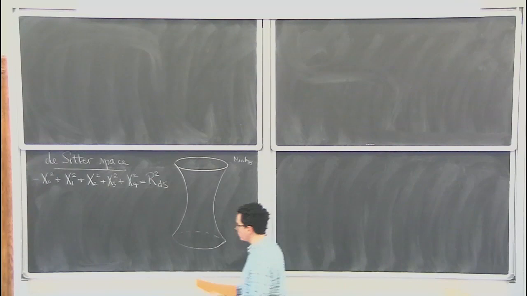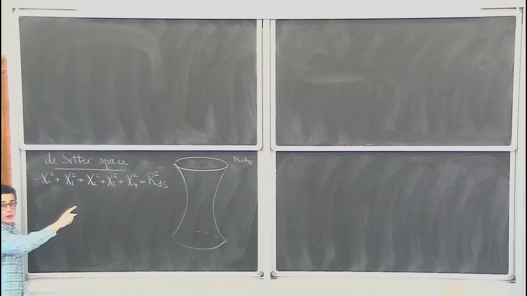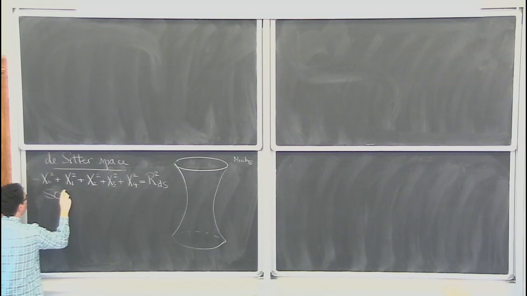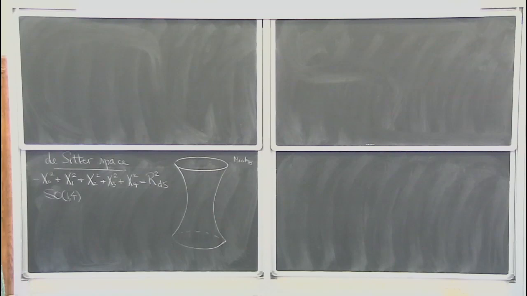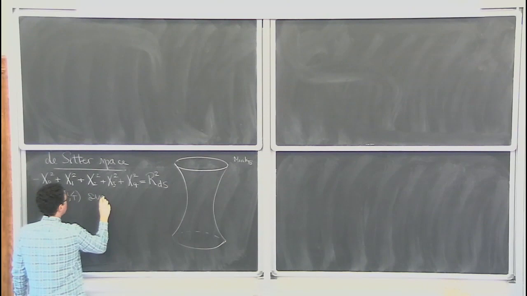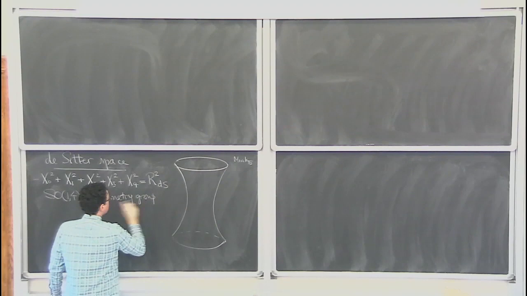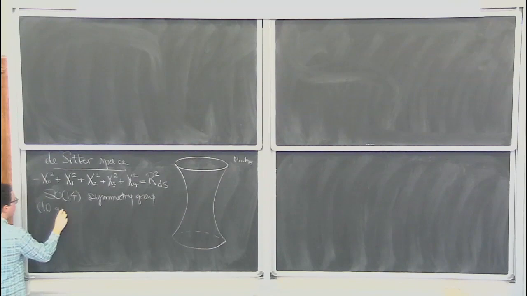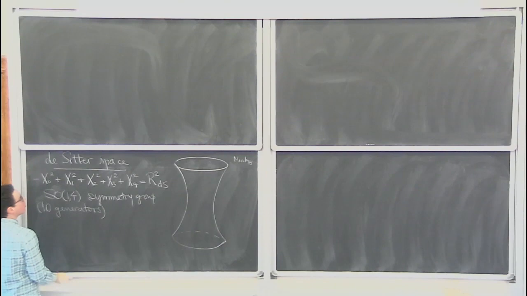And from here, the symmetry of this space-time should be obvious, right? It has some SO(1,4) symmetry group, because it's like the sphere with a minus sign here. This is the isometry group. In particular, it has 10 generators, which is great. It's as powerful symmetry-wise as Minkowski space, okay? 10 generators. And for cosmology, we're interested in a different set of coordinates to describe this space-time.